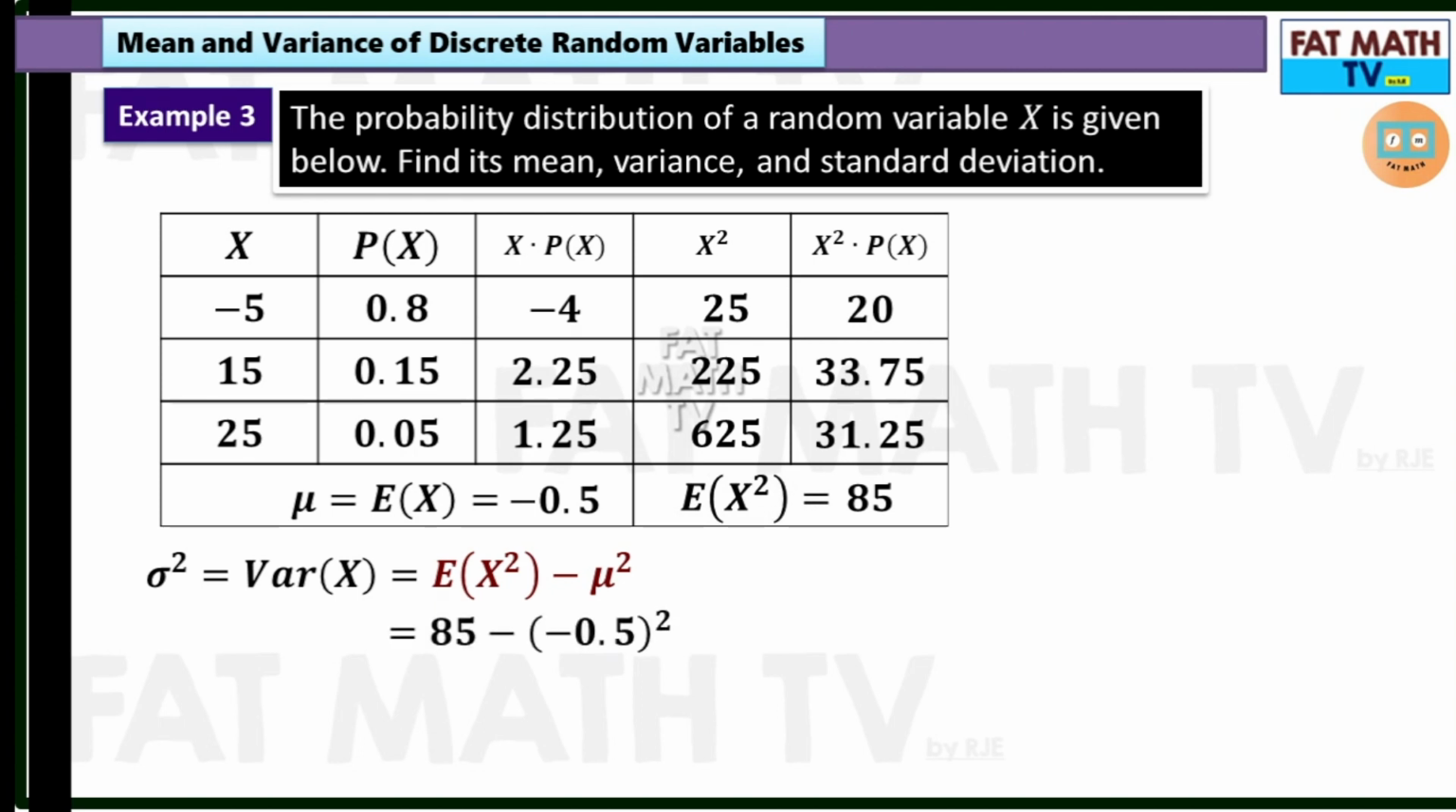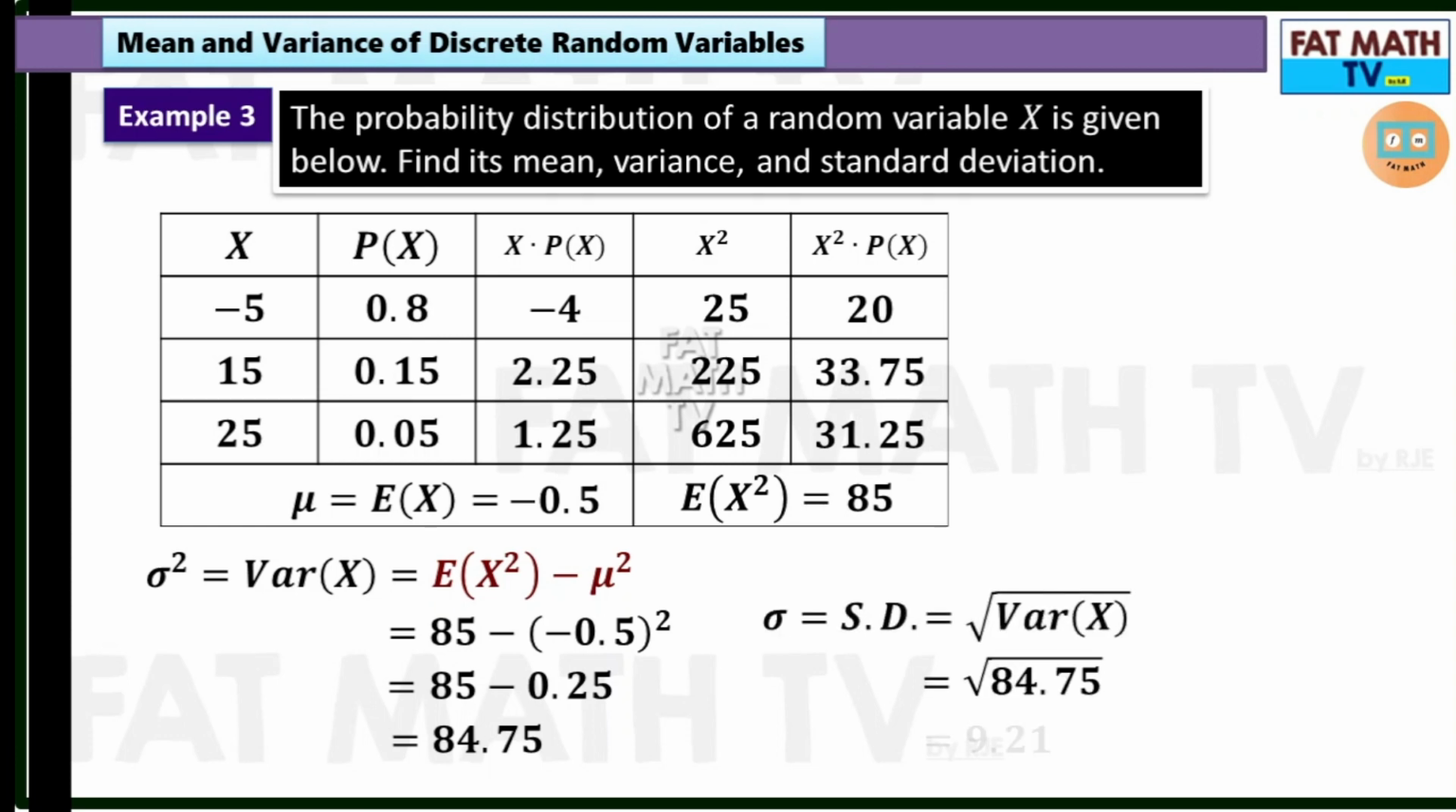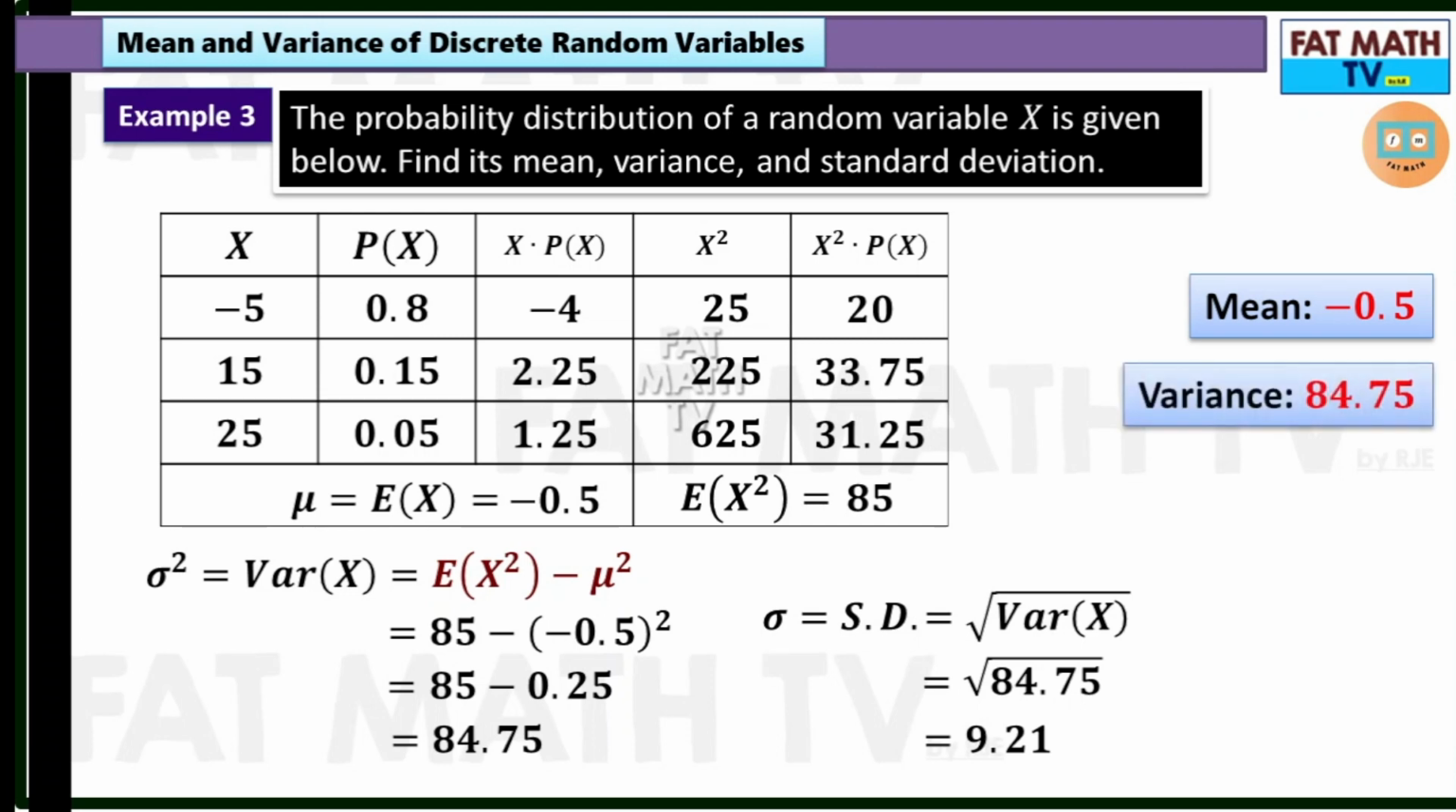Plug that into the formula. You will get 85 minus the square of negative 0.5. You can put them all directly in your calculator. And your calculator will give you 84.75. Square root of that is 9.21. That is the standard deviation. So the mean is negative 0.5. Variance is 84.75. And the standard deviation is 9.21.